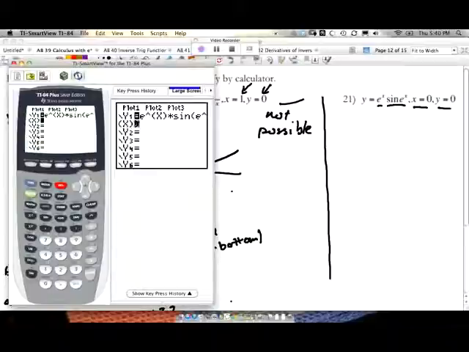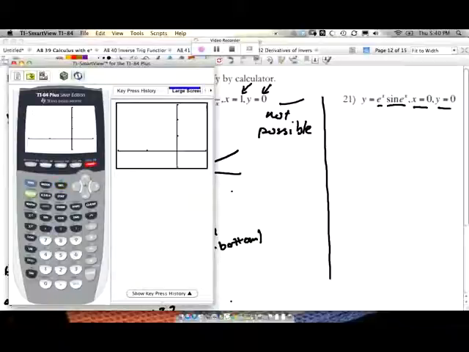There we go. Let's graph. Do you see anything happening? I don't really see anything happening here. Whoa, that looks really tiny down there. Let's see what that's doing. Looks like I need to get really close.